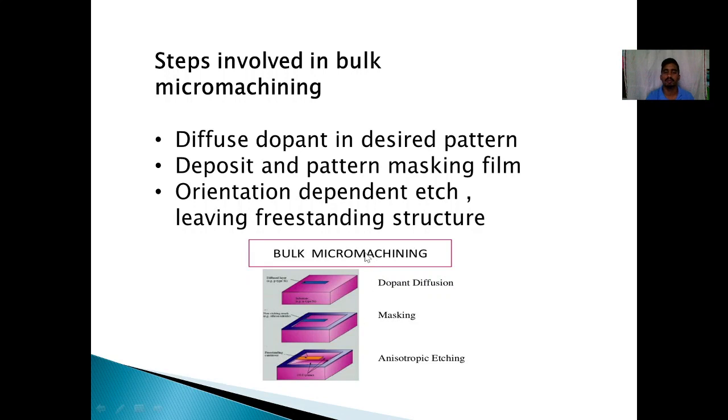This image shows the process of bulk micromachining. A P-type substrate is doped onto an N-type substrate, then masking. The required portion of the substrate is masked while the unwanted portion of the substrate is unmasked. When it is exposed to etching, it removes the unmasked layer, leaving the required freestanding structure.